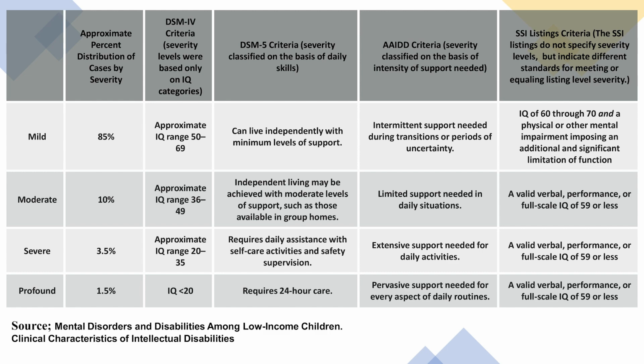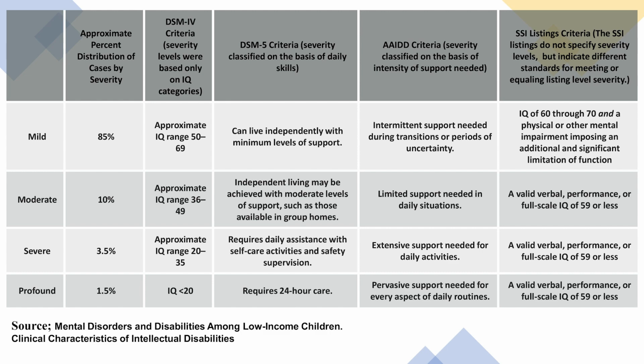The mild IQ level is approximately 50 to 69. The DSM-5 criteria says that a child can live independently with minimum levels of support. That means the caregivers or the parents have to support them to take part in day-to-day activities, maybe in school, otherwise in domestic work.